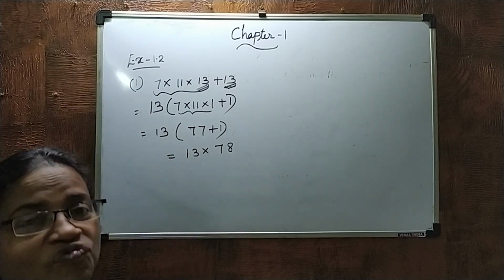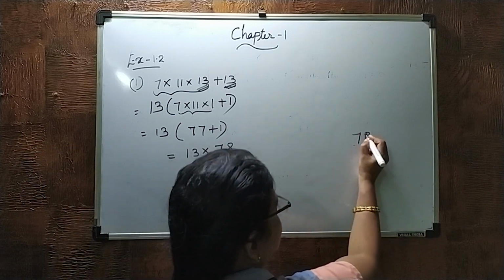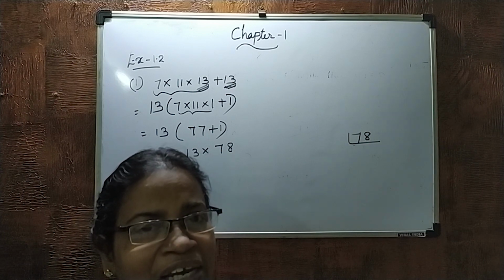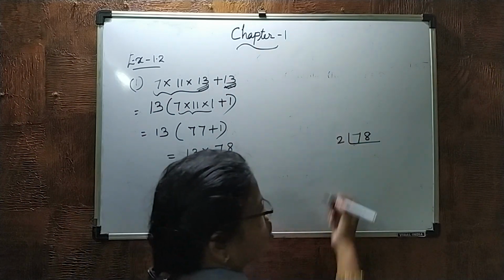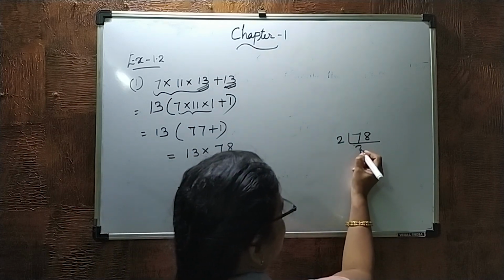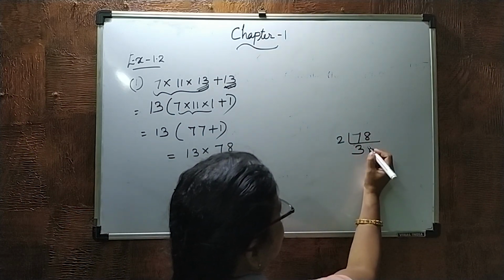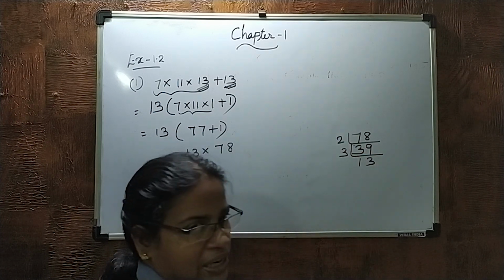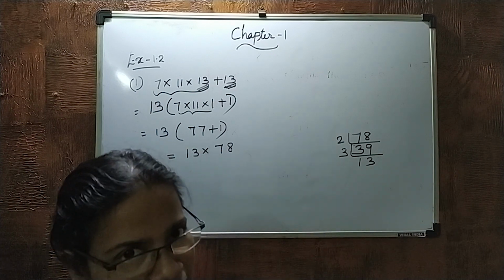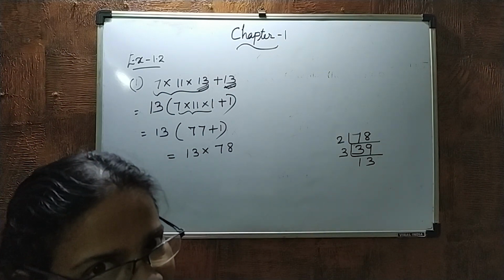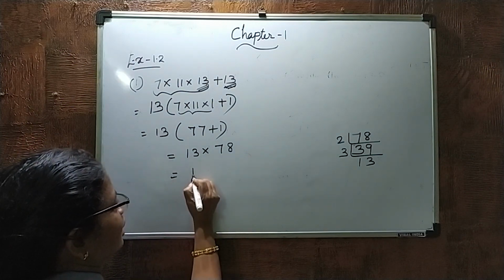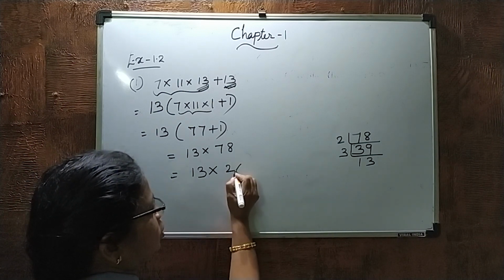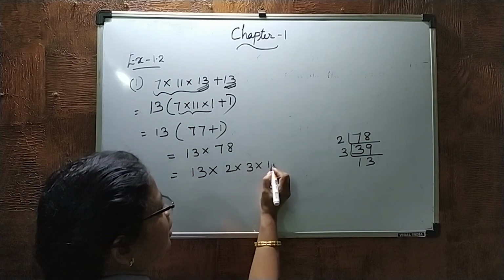So what can we do then? Factorize 78. 78 is an even number, which means we can divide by 2. So 2 is also a factor. 3 2s are 6, carry 1, 18, it will be 9. Then 3: 1 3 is 3, 3 3s are 9. 13 is a prime number, so we have to stop there. Now we start: 13 into 78 can be written as 13 into 2 into 3 into 13.